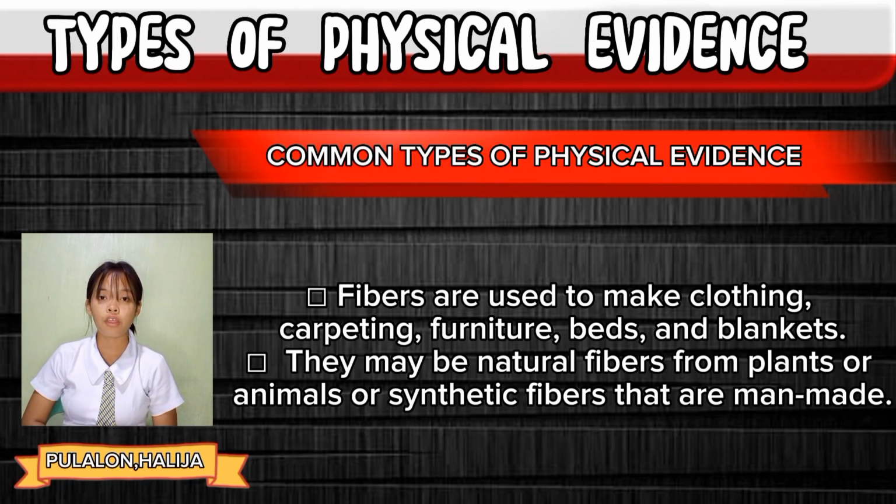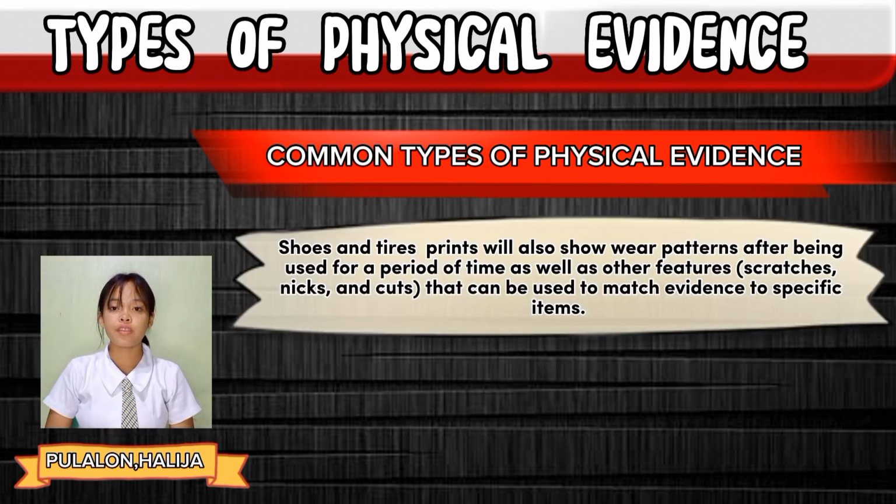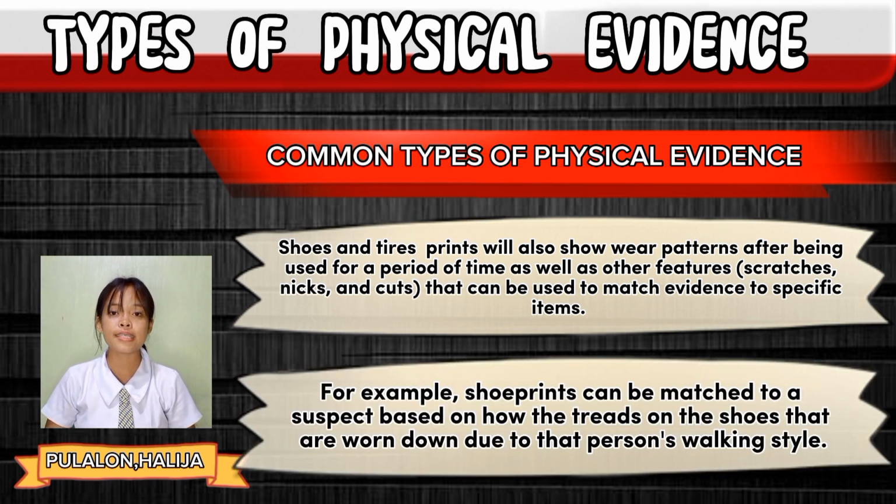Fibers are used to make clothing, carpeting, furniture, beds, and blankets. They may be natural fibers from plants or animals or synthetic fibers that are man-made. Shoes and tires will also show wear patterns after being used for a period of time, as well as other features, scratches, nicks, and cuts that can be used to match evidence to specific items. For example, shoe prints can be matched to a suspect based on how the treads on the shoes are worn down due to the person's walking style.